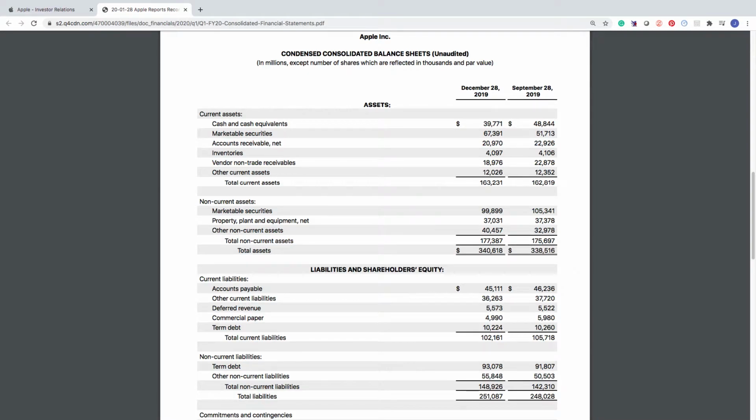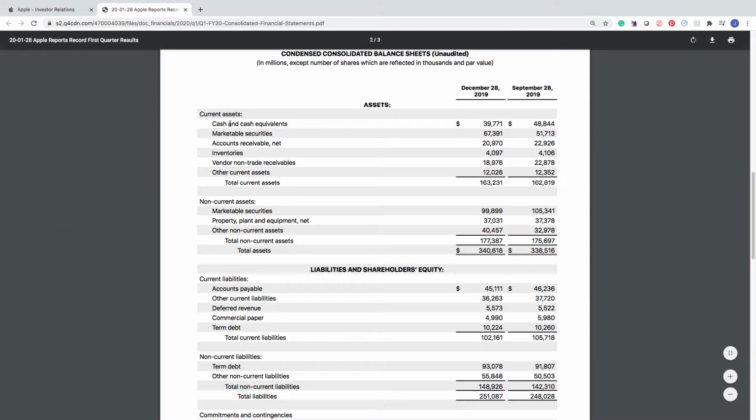Now, what happens once these accounts receivable are received? They become cash and they hit right here. And accordingly, you see that the accounts receivable reduce and the cash increases.